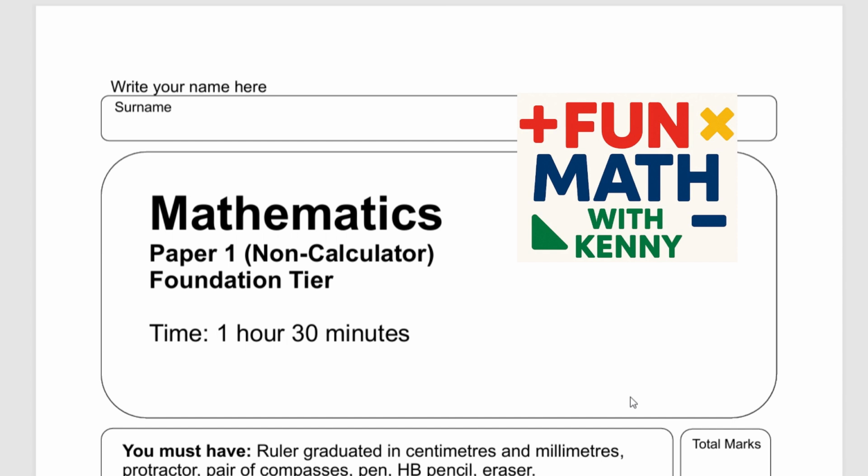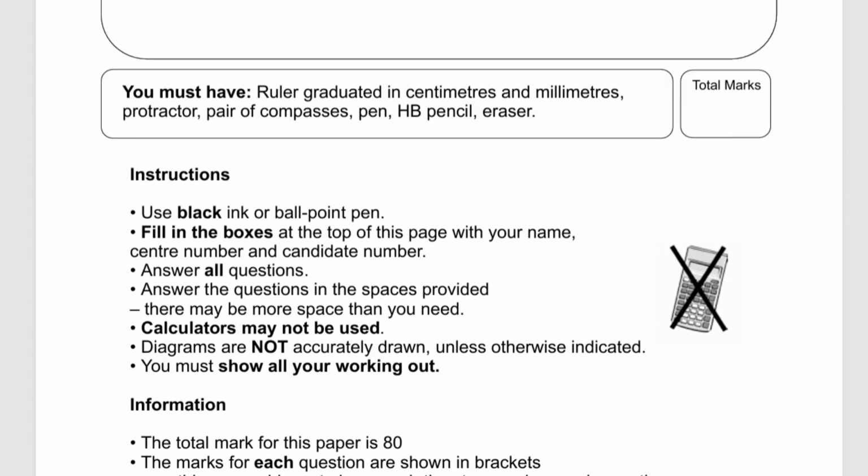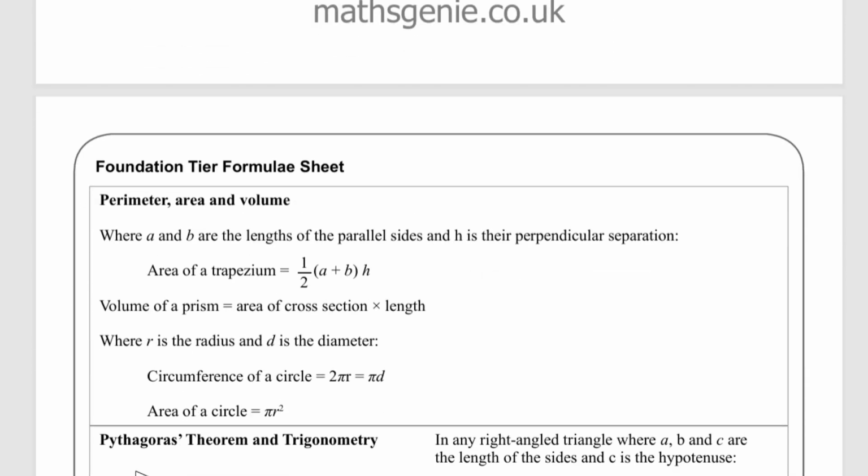It's the GCSE Non-Calculator Foundation paper for 2025 Edexcel. I got this paper from Maths Genie. Shout out to them. They have lots of wonderful past questions and solutions. So stay tuned. Let's solve it together.